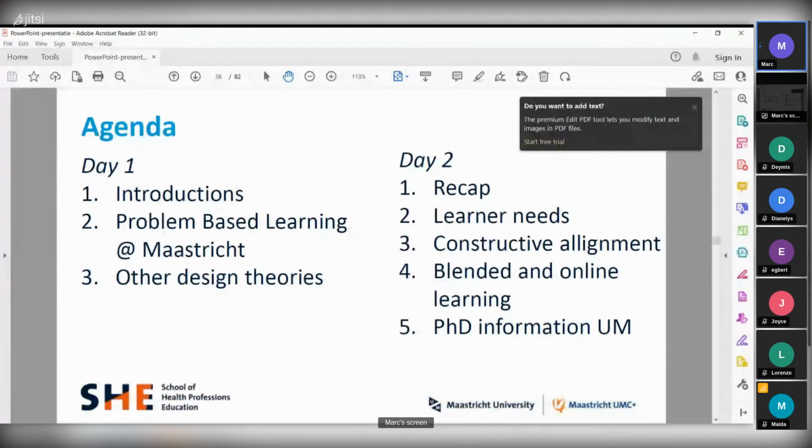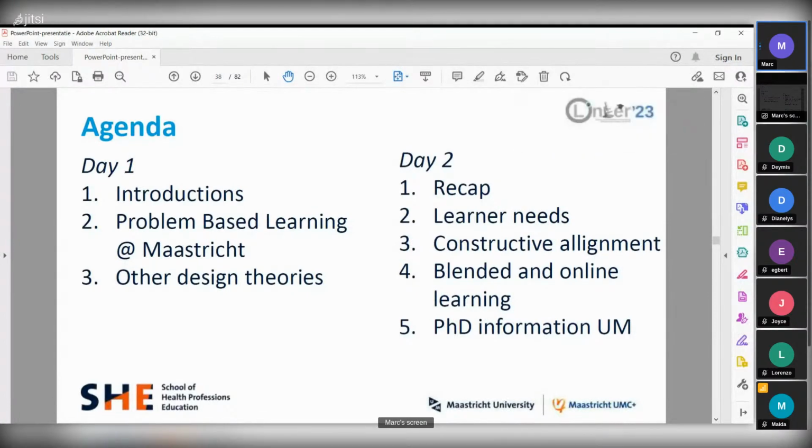So tomorrow, like I've said, we start with a recap. I can answer any questions that you still have that we couldn't answer today because of the connection. Tomorrow, my workshop is at 1 p.m., so there won't be any rain yet. Then we'll talk about learner needs, constructive alignment, and some tips and tricks for blended and online learning.